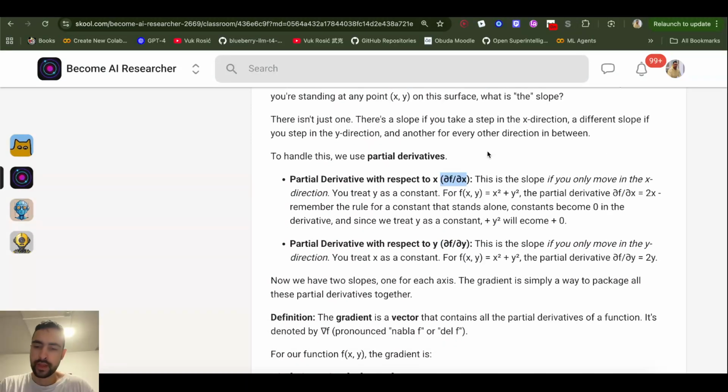Okay. So the partial derivative with respect to x shows the slope if you only move in the x direction. You treat y as a constant number, you never change y. y is no longer a variable. So you just move in the x direction back and forward.